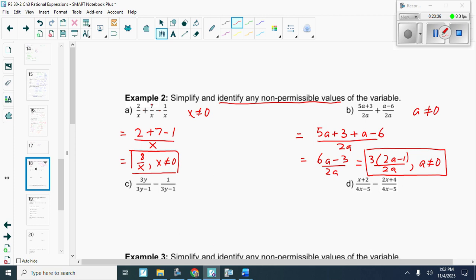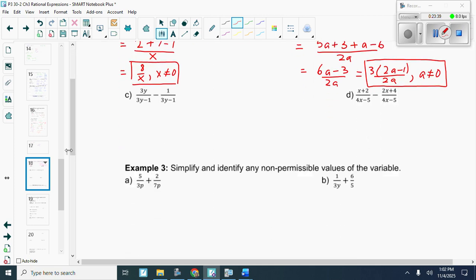All right. So let's make sure that we catch the negative sign when we're subtracting. Again, we have common denominators. So this time our NPV, you set your denominator not equal to 0. So we have 3y is equal to 1. y cannot equal 1/3. Because I did this, +1 and +1. There we go. I showed all my work there.